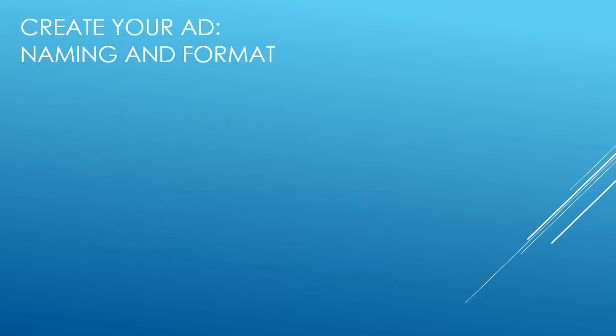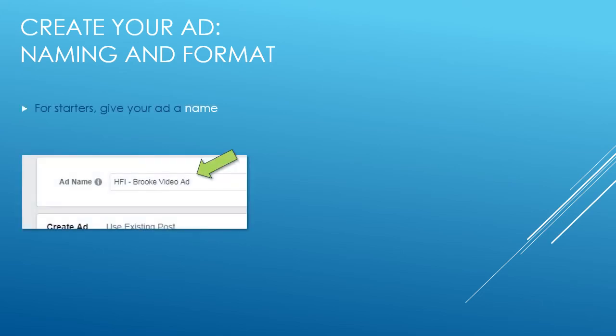Okay, now it's time to create the actual ad that your target audience is going to see. The first thing we do, as usual, is give it a name. Now the name I've chosen here, Home Funded Brook Video Ad, is a fairly generic name. If you're doing multiple ads for a given ad set, testing different headlines, let's say, you may want to be a little bit more descriptive on the name. But for now, this general name is going to work.